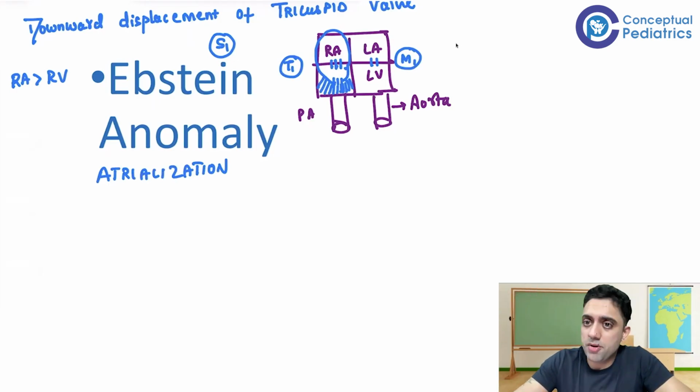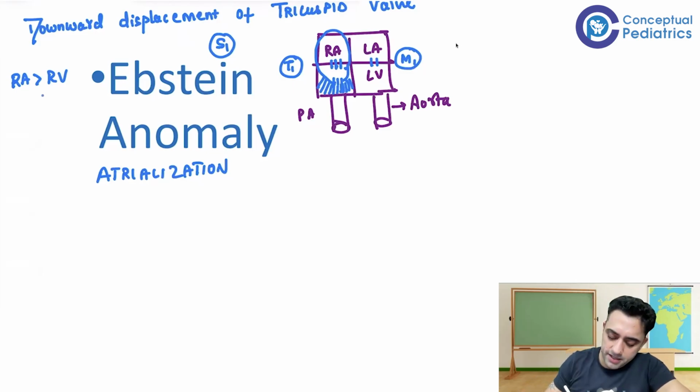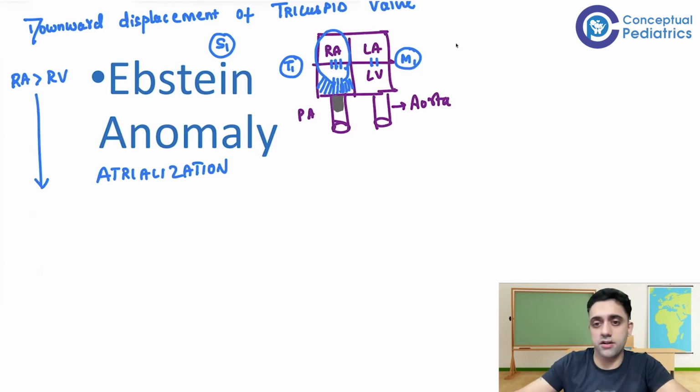But again, in simple words, number one, there is a downward displacement of the tricuspid valve, because of which the right atrium becomes bigger in size than the right ventricle, and this is known as atrialization of the ventricle. Once the right atrium becomes bigger than the right ventricle, naturally the right ventricle will not have that much pressure to push the blood into the pulmonary artery. Yes or no?